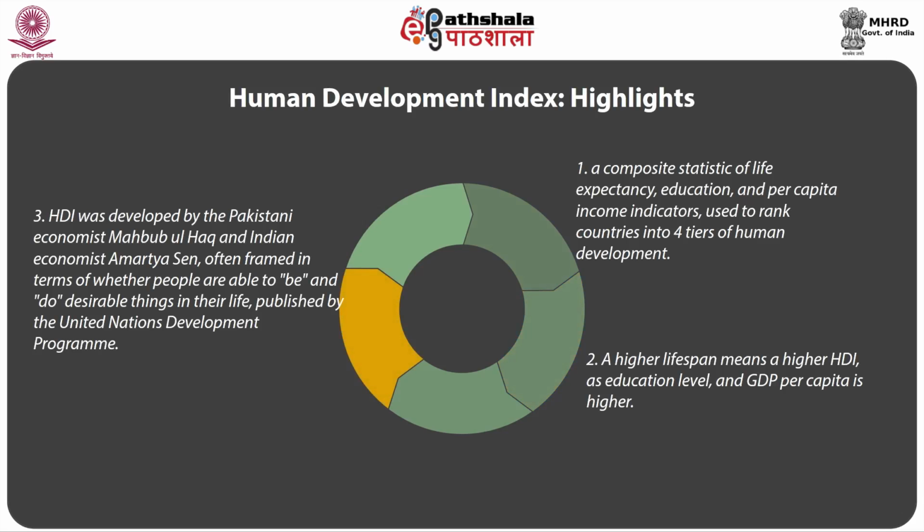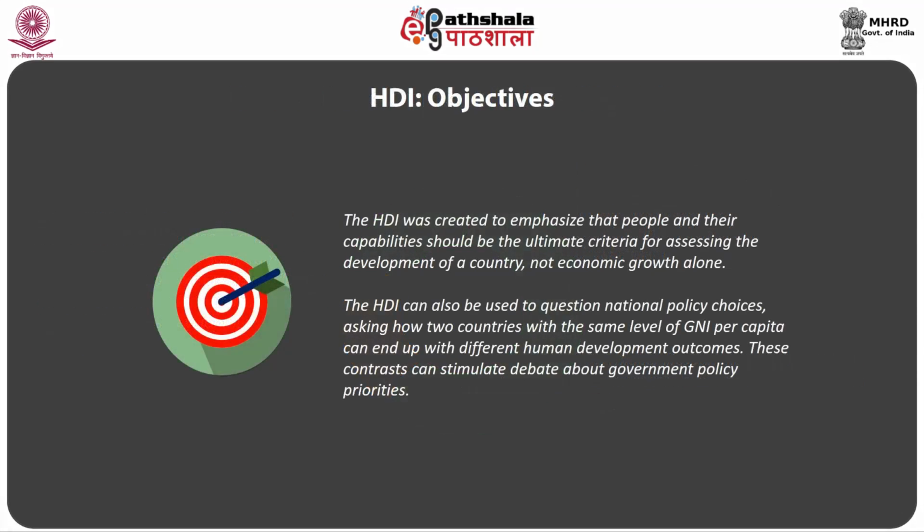The HDI was developed by the Pakistani economist Mahbub ul Haq, working alongside Indian economist Amartya Sen, often framed in terms of whether people are able to be and do desirable things in their life, and it was published by the United Nations Development Program. The Human Development Index was created to emphasize that people and their capabilities should be the ultimate criteria for assessing the development of a country, not economic growth alone.